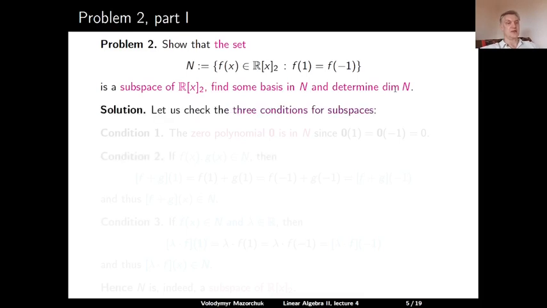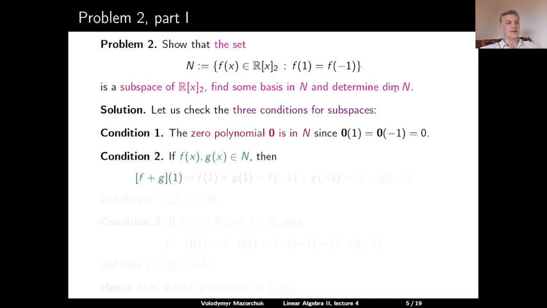So first, let us prove that N is a subspace of R[x]_2. We need to check 3 conditions for subspaces. The first condition is that the zero polynomial should be in our subspace. This is true because the value of the zero polynomial at 1 is 0, and the value of the zero polynomial at minus 1 is also 0. So these two values coincide.